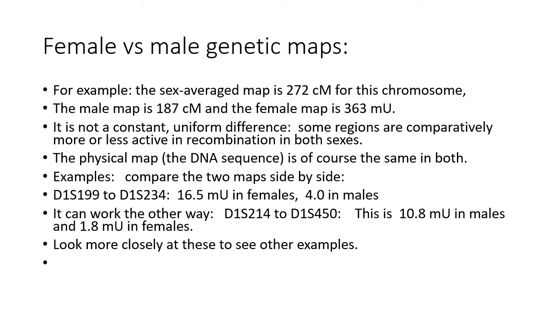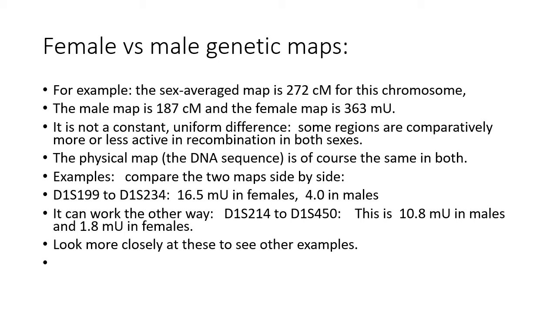Okay, so it's good to take a look at this particular map to get a real sense of what's going on here. It's not a constant uniform difference from males to females. It's not like you can multiply by some constant and get the answer. That's not true at all. So it's good to compare the two maps side by side. So for example, D1S199 to D1S234 distance is 16.5 map units in females, but only 4 map units in males.